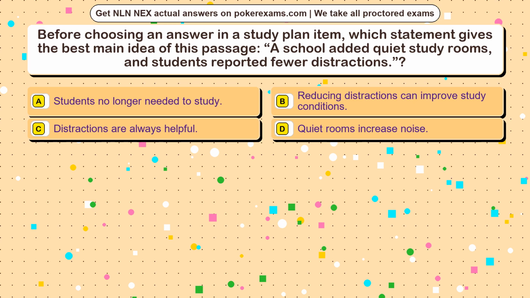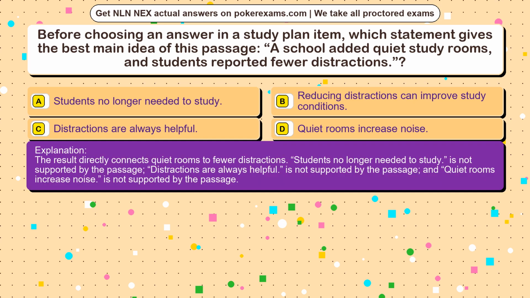The correct answer is option B. The result directly connects quiet rooms to fewer distractions. Students no longer needed to study is not supported by the passage, distractions are always helpful is not supported by the passage, and quiet rooms increase noise is not supported by the passage.